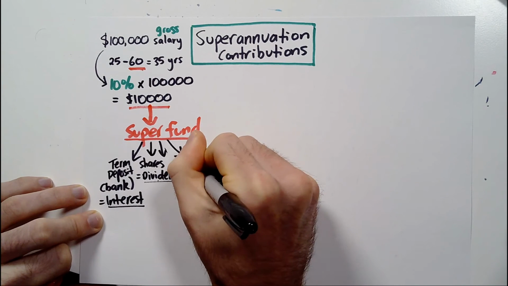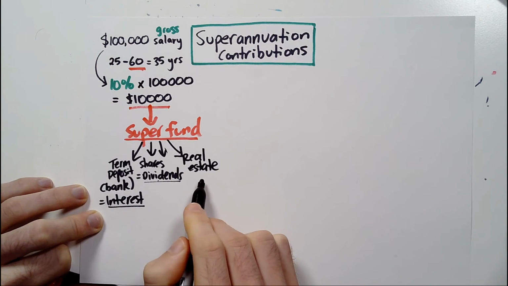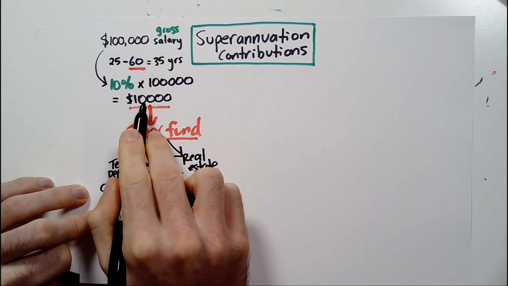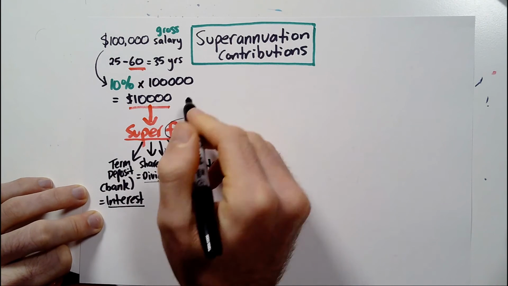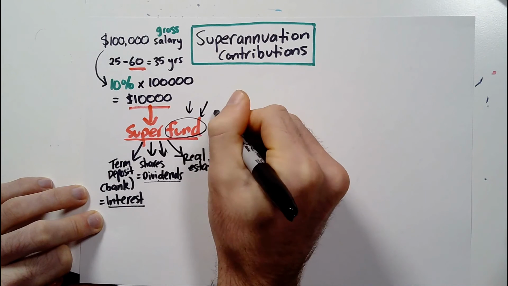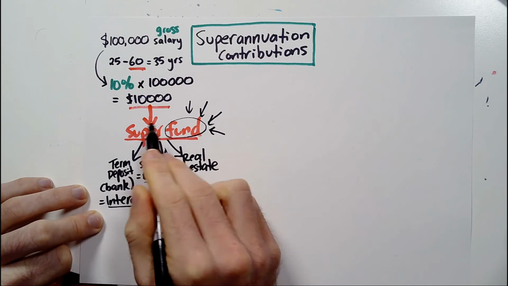Okay, they may also put money into real estate. They may buy some property. Now you might think, how are they going to buy real estate? How are they going to buy me units or a house with only 10,000? Well, because it's a fund, the word fund means that there are lots of people having their $10,000 super put into the same account. You all share the account.